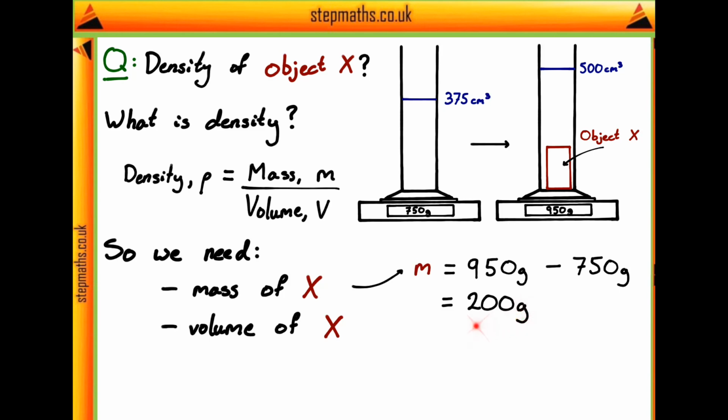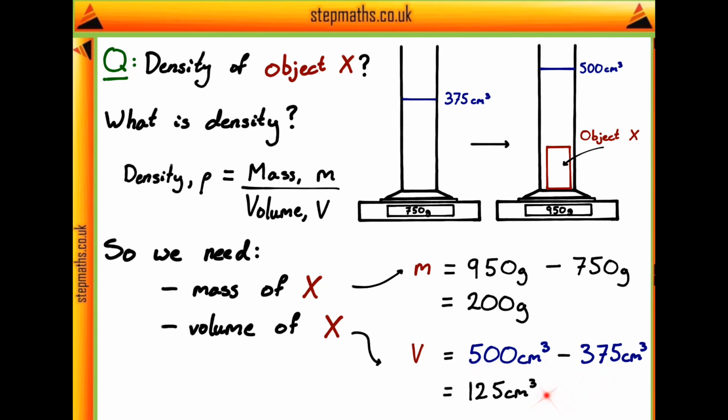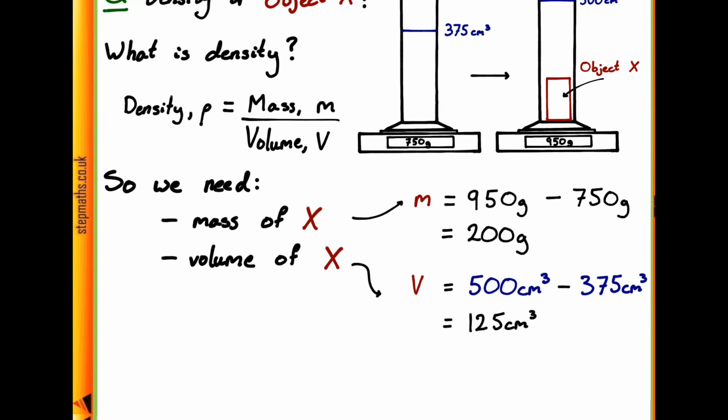We can do something similar to consider the volume. We know that in the second case, our volume is 500 centimetres cubed, and in the first case, we have 375 centimetres cubed. If the difference is just this object X, then the volume of object X is going to be the difference between these two volumes, 500 take away 375 centimetres cubed, giving us a total volume of 125 centimetres cubed.